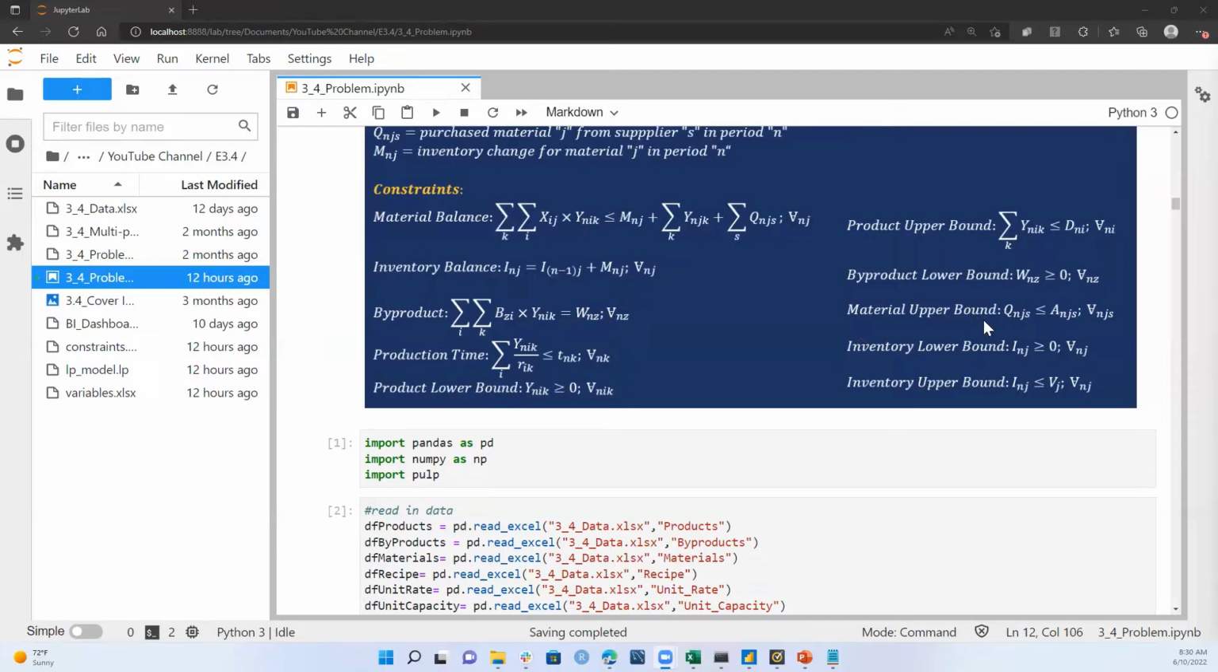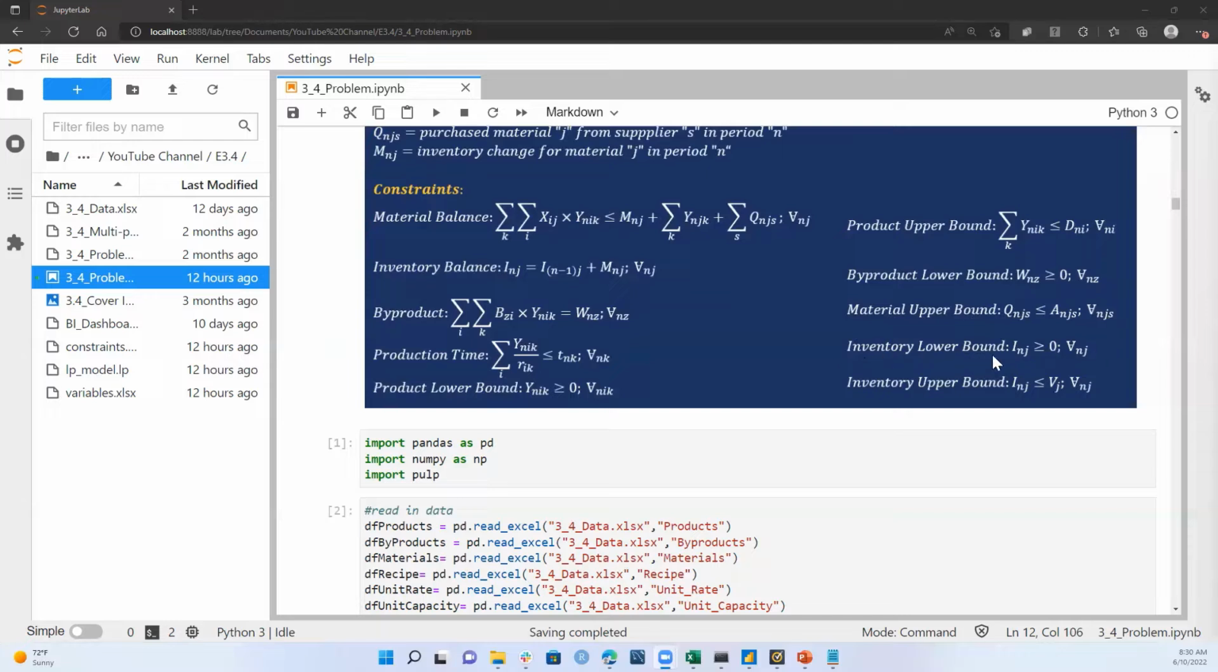We have our material upper bound. This is a supplier constraint. It says that Q sub NJS, which is the amount of material J procured from supplier S in period N, has to be less than or equal to the actual availability of material J from supplier S in period N. So we can't just buy as much as we want. We can only buy up to what's available from that supplier. And we'll do that for all N, J, S.